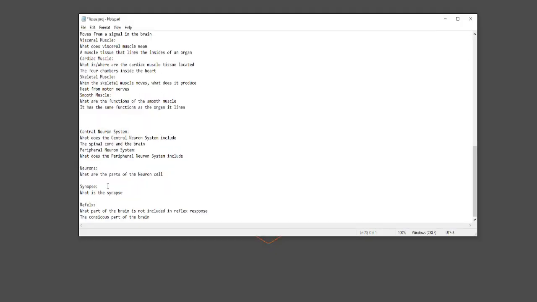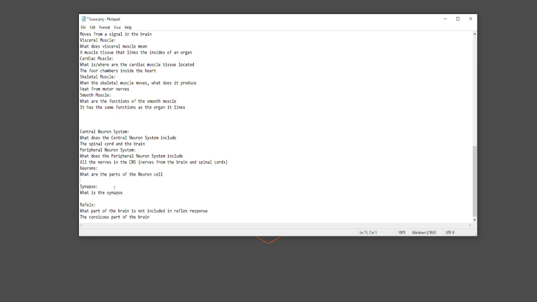What does a peripheral nervous system include? Well, it includes all the nerves outside the central nervous system. So basically, nerves from the brain and spinal cord. Neurons. What are the parts of the neuron cells?